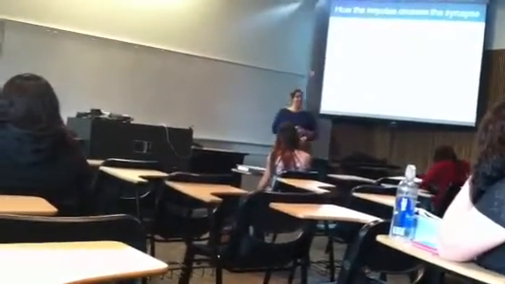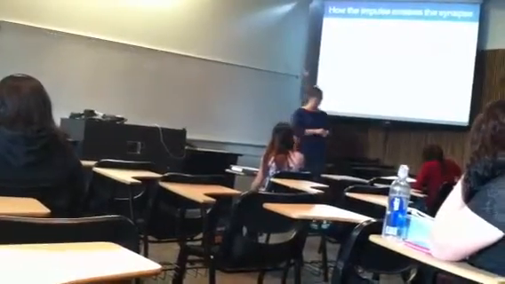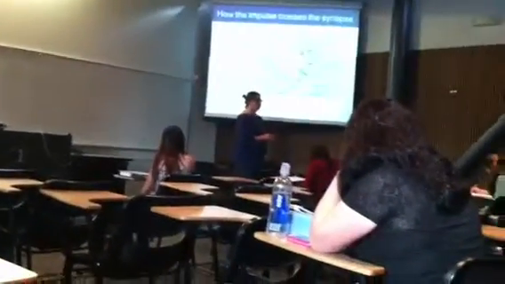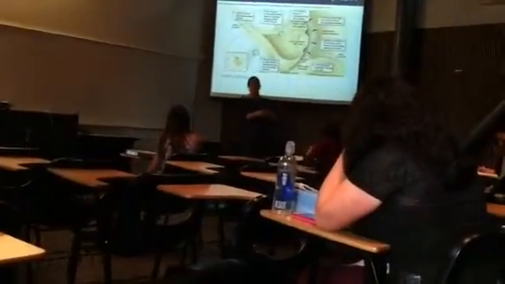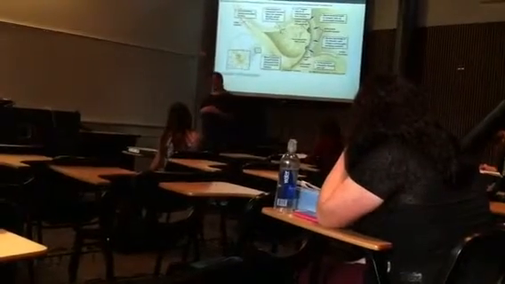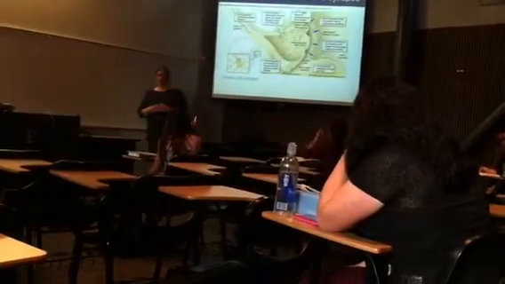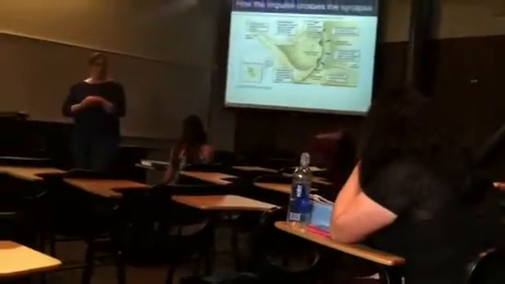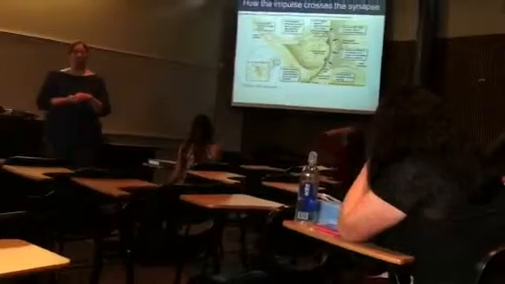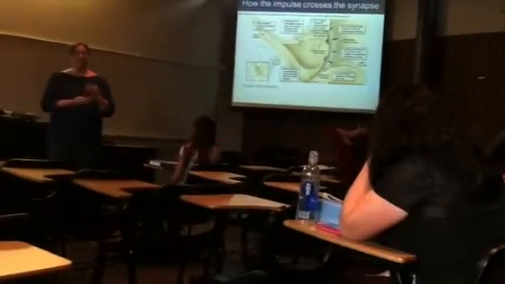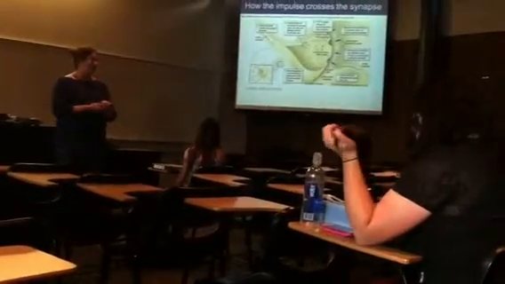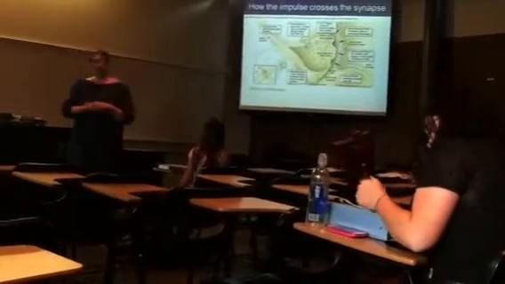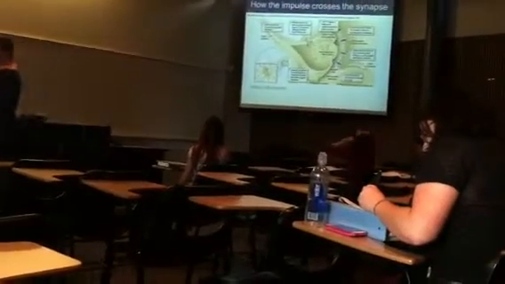And then what happens? Once the neurotransmitter is in the synaptic cleft, where does it go? Does it just hang out there? No, it binds to what? A receptor, right? And that receptor is a ligand-gated channel. Perfect. So it binds the receptor, and then what happens?